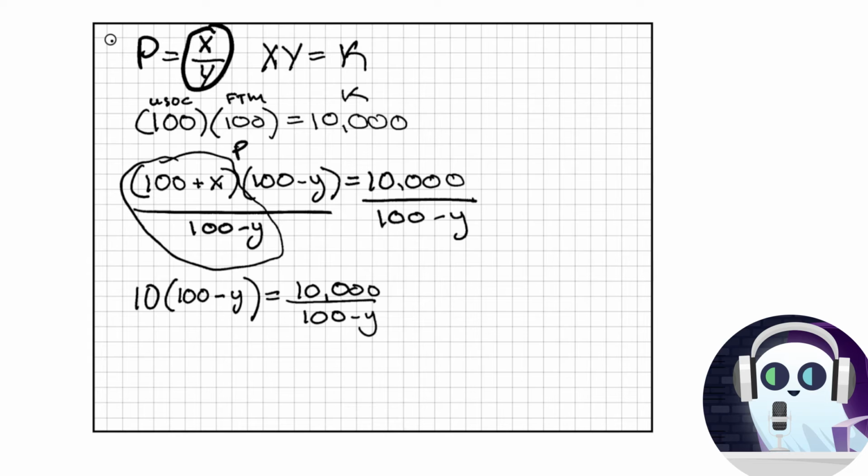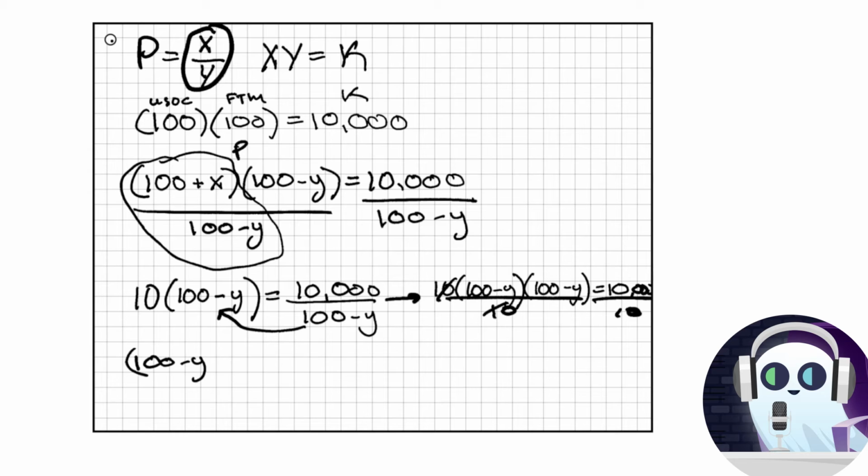To do that, I am going to bring this up here. So that will look like 10 times 100 minus Y times 100 minus Y is equal to 10,000. Running out of room. I can divide both sides by 10. So 100 minus Y times 100 minus Y is equal to 10,000 over 10, which is equal to 1,000.